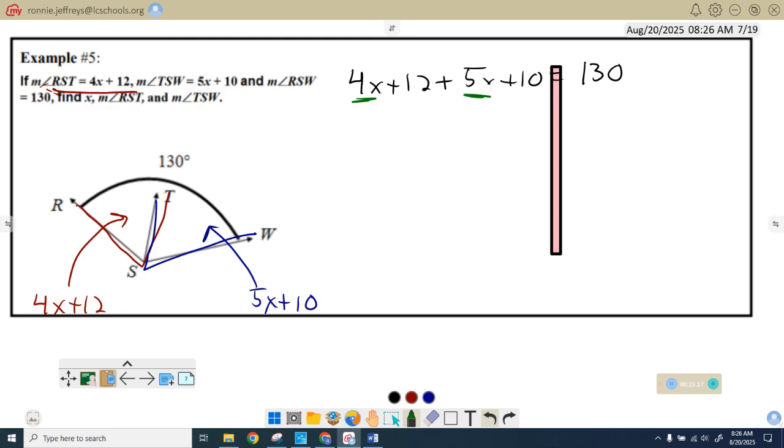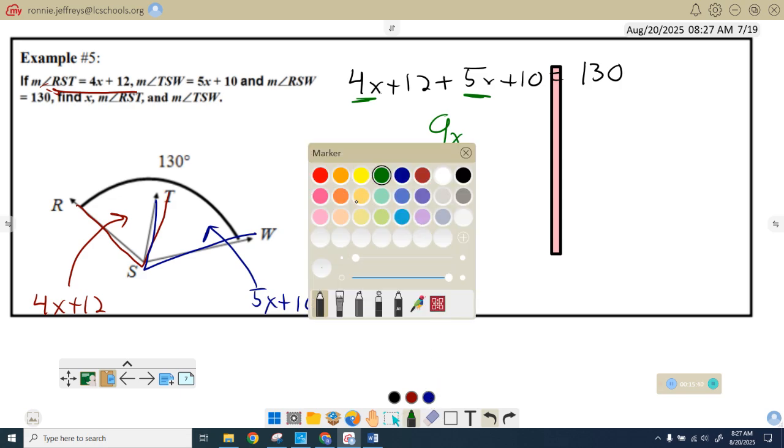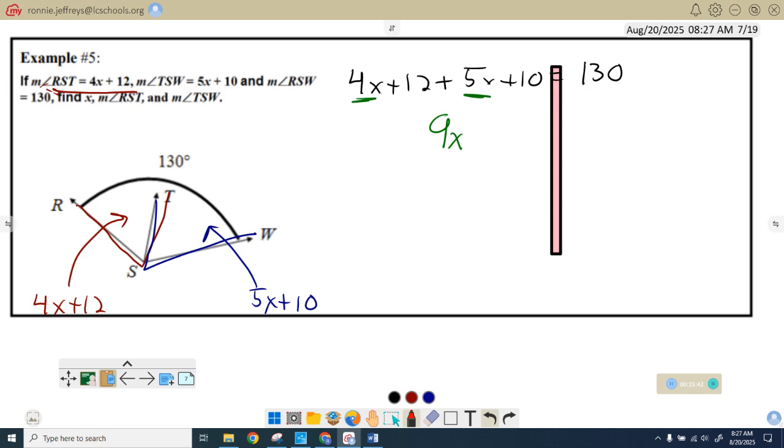All right, so if I have 4 X's and then 5 X's, this could be somebody that walks up and down the hallway. If you have 4 X's from one week and then 5 X's from the next week, how many X's do you have? 9. How did he know? Okay, it's not rocket surgery. It's kind of easy to figure out. All right, and then we're going to add these. So what is 12 plus 10? 22.